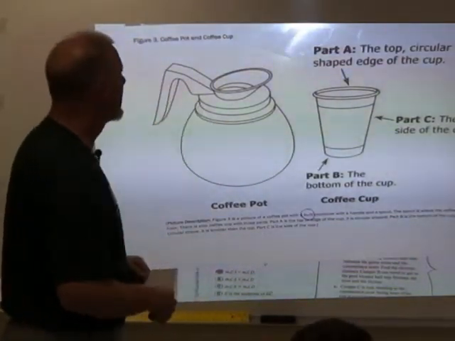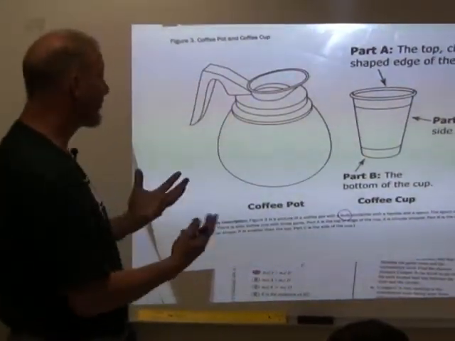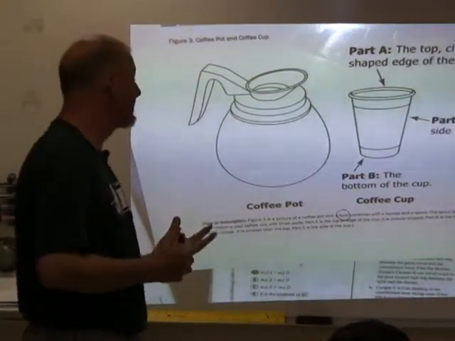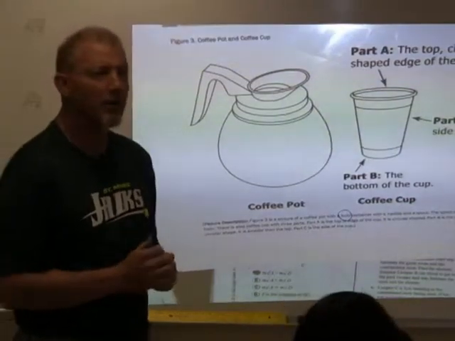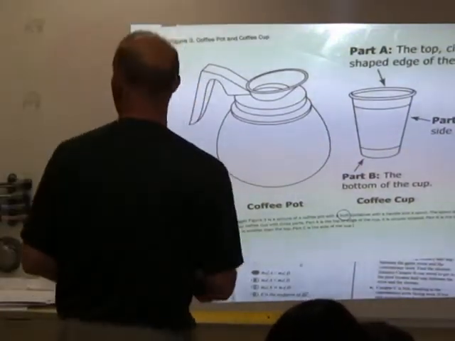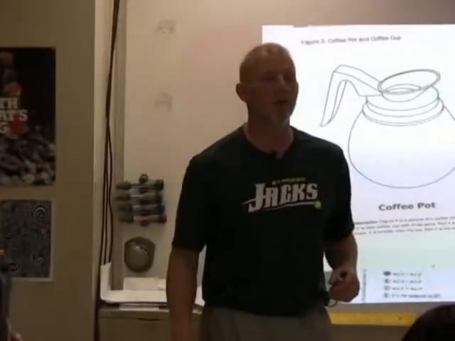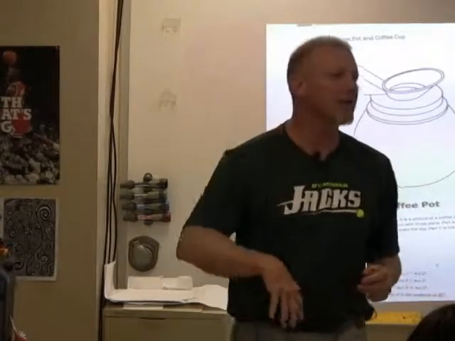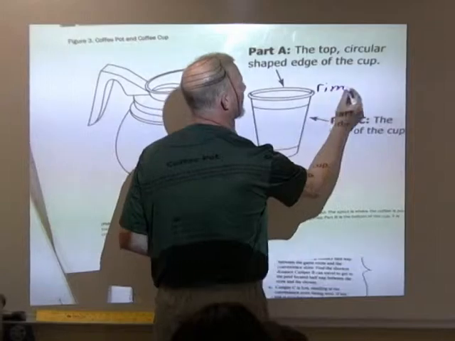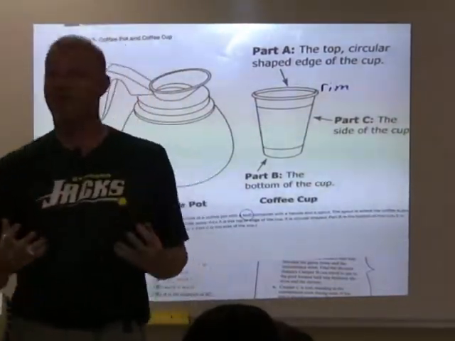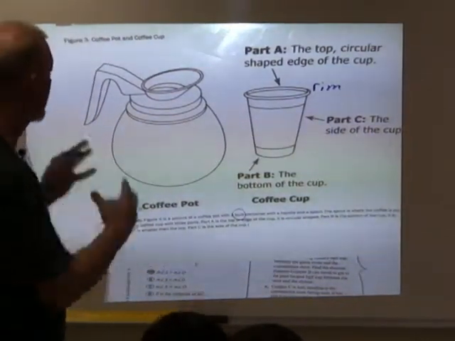Now, identification of parts of the coffee cup. You look at part A, we'll just go through this alphabetically. Part A, the top, circular shape, edge of the cup. I think another name for that is... Where's Michael heading? Heading to the rim. If they reference the rim on the test, with a coffee cup, know that it's that area of the cup.